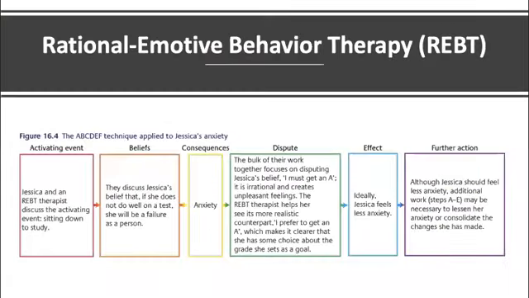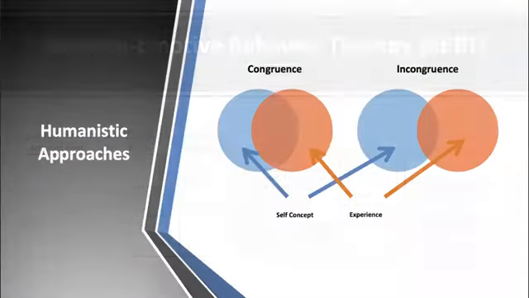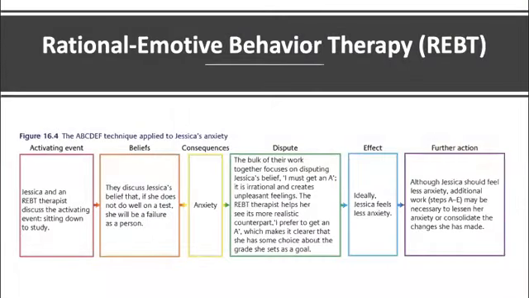So, here's an example of a patient suffering from anxiety surrounding tests and or school. So first, the patient and therapist discuss the activating event. That's the first step. So in this case, it would be sitting down to study. Then they discuss the patient's beliefs about herself if she fails the exam. So that's the second step, which results in the consequences of this, which usually produce some sort of anxiety.